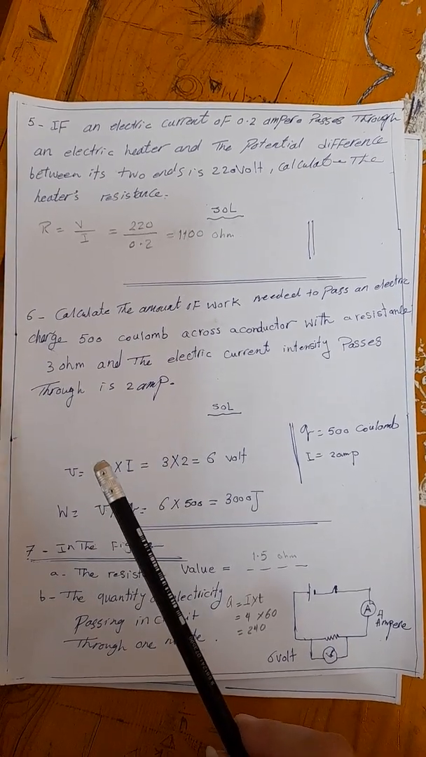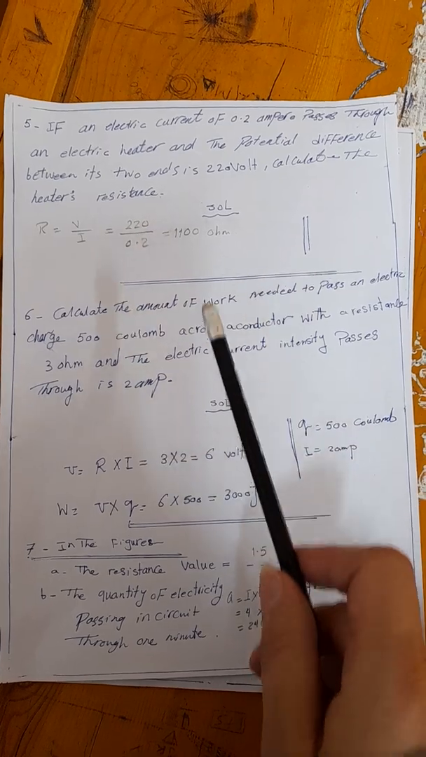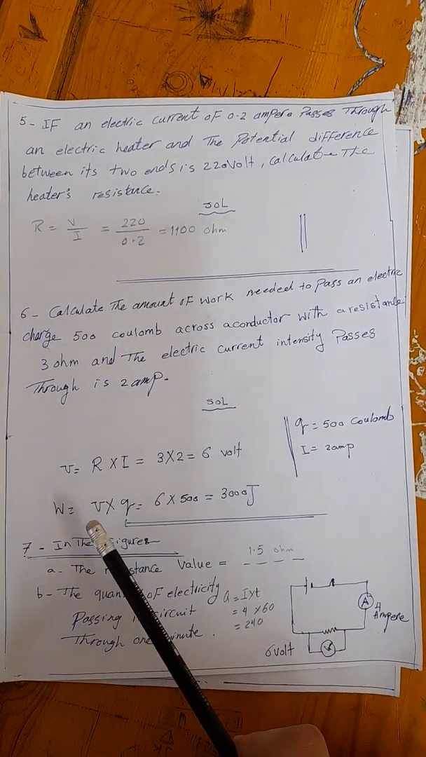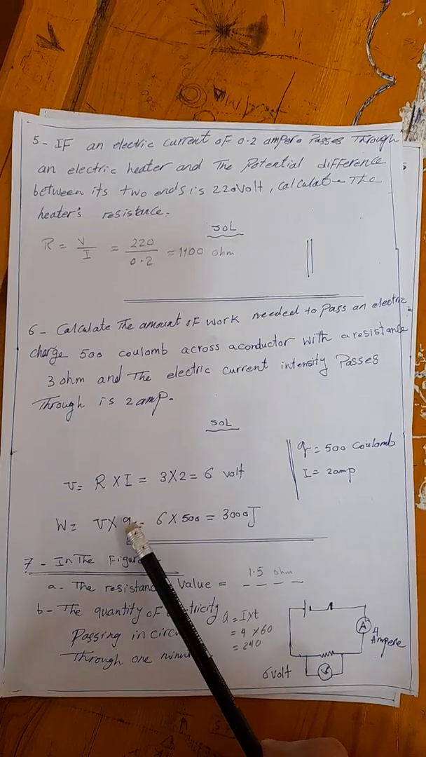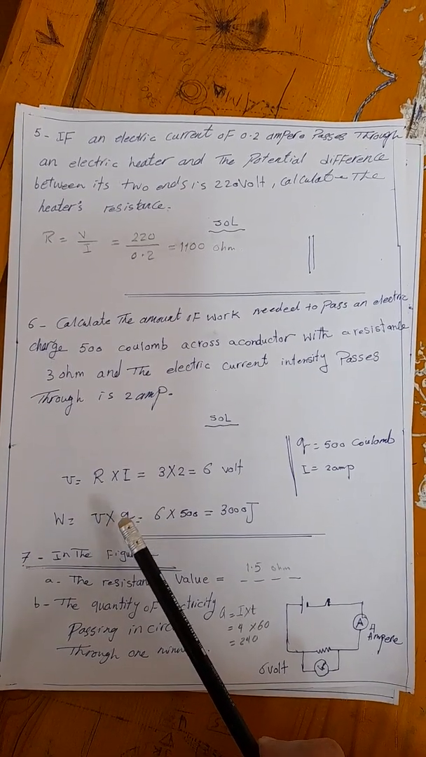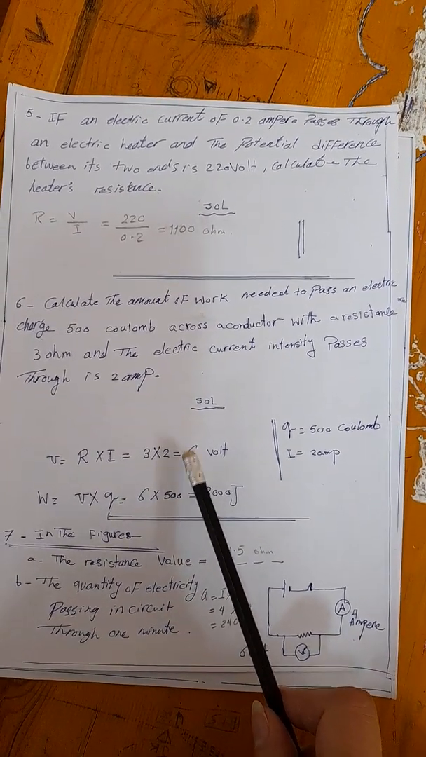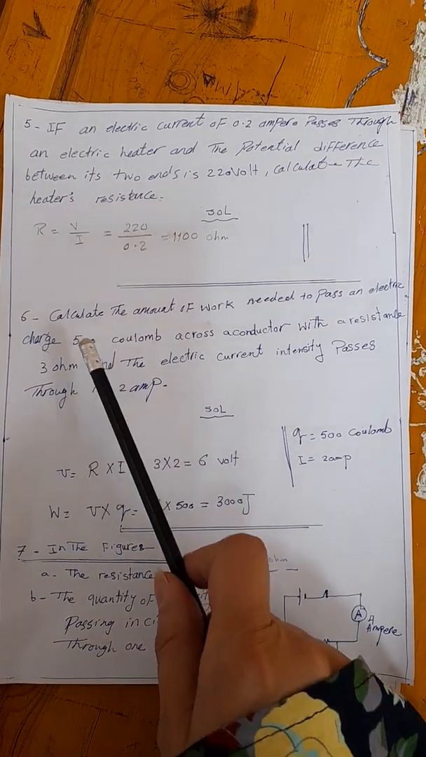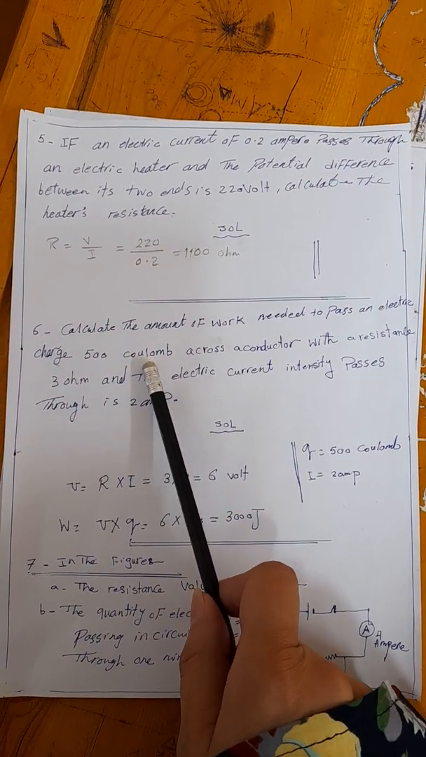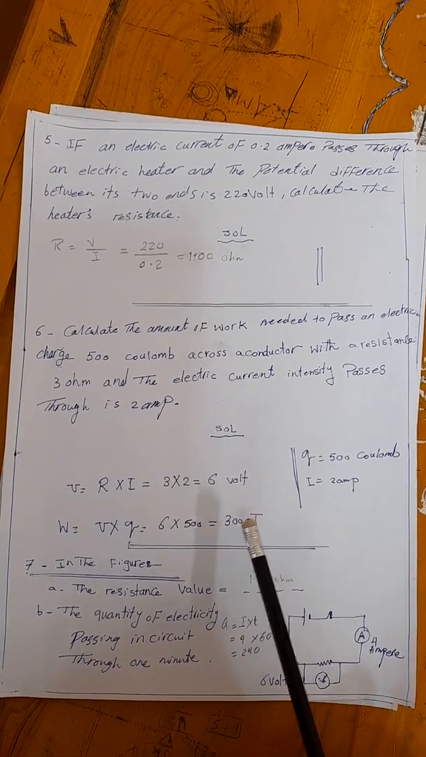Now we can easily calculate the work needed, W. W equals V times Q. Q is the quantity of charge. V equals 6 volt. Q equals 500 coulomb from the problem. So the result is 3000 joules.